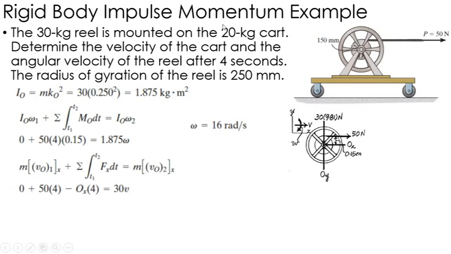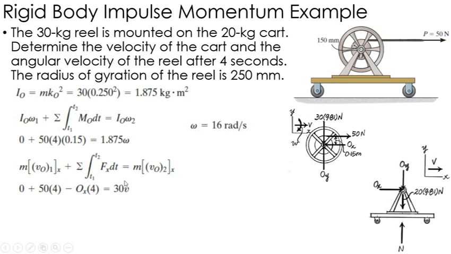Now to find the velocity, I just do a linear momentum equation. Again, it starts from rest, so mv initial is 0. I've got the 50 newton force times time, which is 4, and then I have the pin joint force Ox times 4 as well. That's going to equal the mass of the reel, which is 30, times its velocity. Two unknowns here, right? I've got Ox and I've got v.